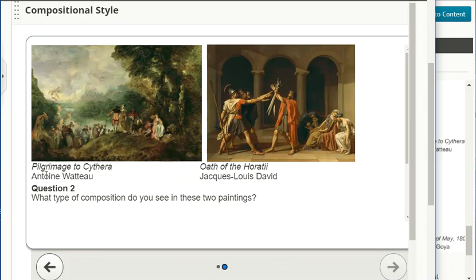We have Pilgrimage to Cythera by Watteau and Oath of the Horatii by David. Question 2. What type of composition do you see in these two paintings?